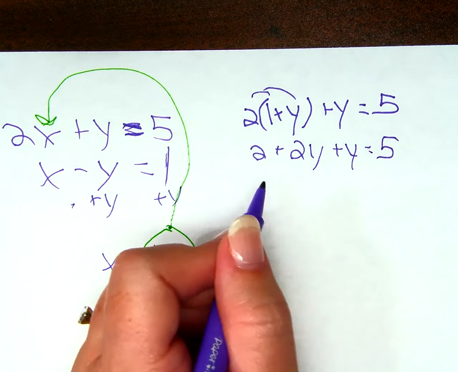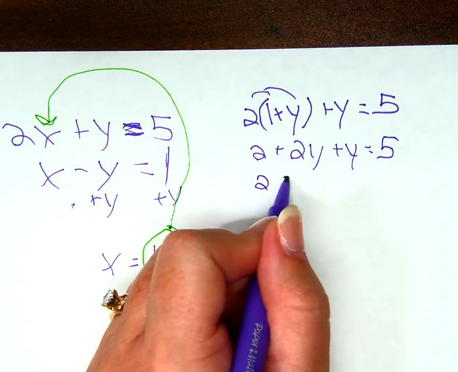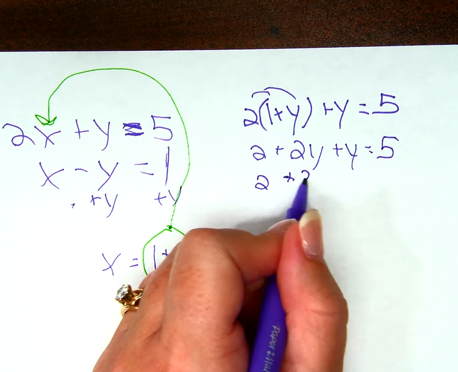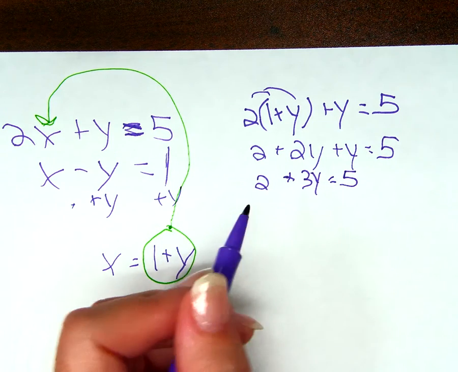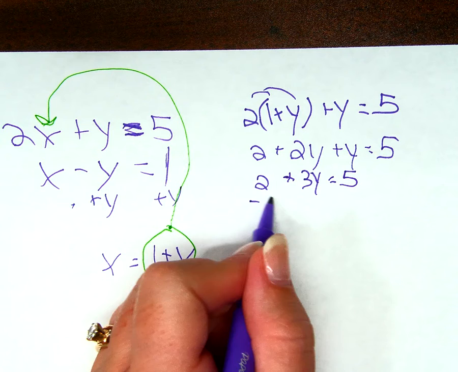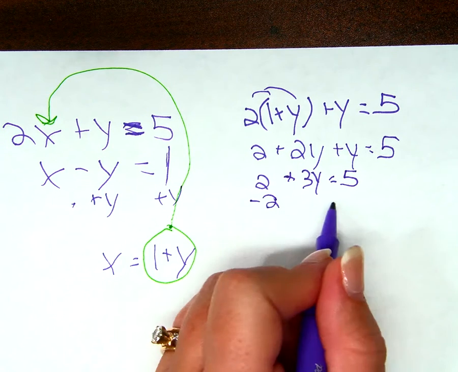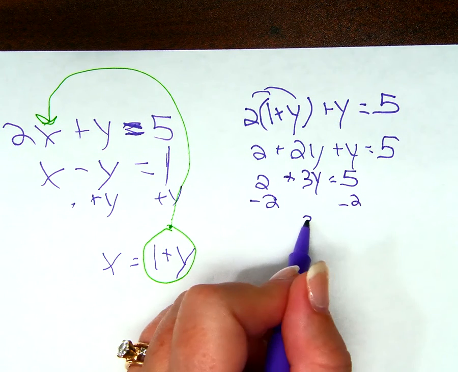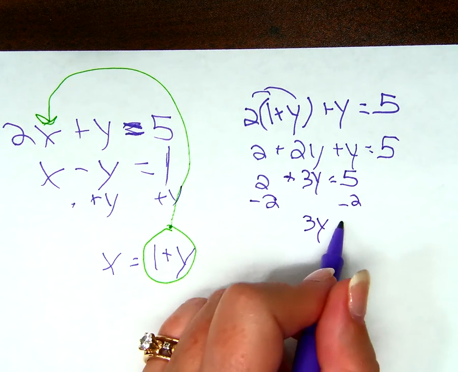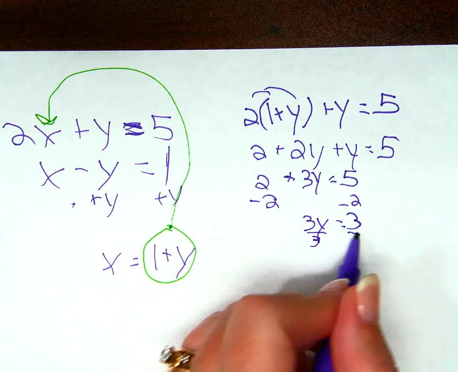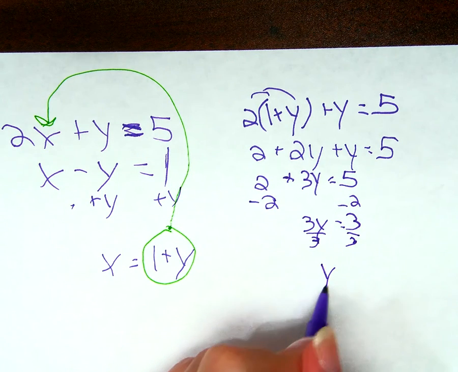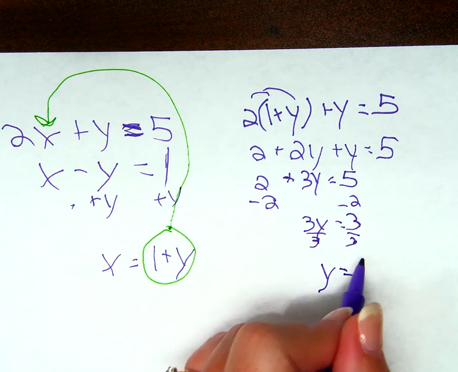2y plus y is 3y, right? Now let's get the y by itself. Subtract 2 from both sides. 3y equals 3. So y equals, try again, 1.